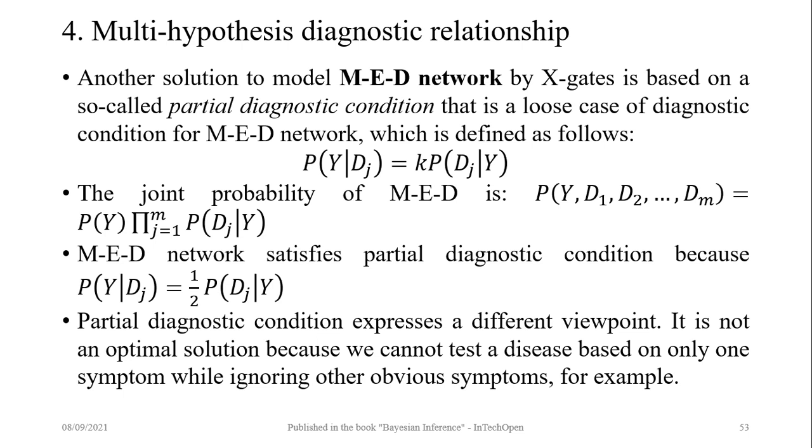Another solution to model the MED network by SK is based on a so-called partial diagnostic condition. That is a null scale of the diagnostic condition for MED, which is defined as follows: the probability of Y given Dj equals K times the probability of Dj given Y. The zone probability of MED is here. The MED network satisfies the partial diagnostic condition because here the probability of Y given Dj equals a half of the probability of Dj given Y.